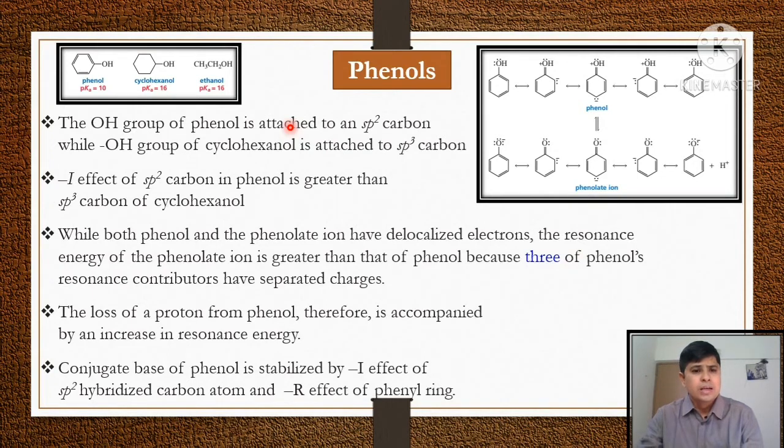Okay, see, the hydroxyl group of phenol is attached to an sp2 carbon atom. The hydroxyl group of phenol is attached to the sp2 carbon atom of the aromatic ring. We know each and every carbon atom of the aromatic ring is sp2 hybridized. So the phenolic hydroxyl group is attached to an sp2 carbon atom of the aromatic ring, while the OH group of cyclohexanol is attached to an sp3 carbon atom.